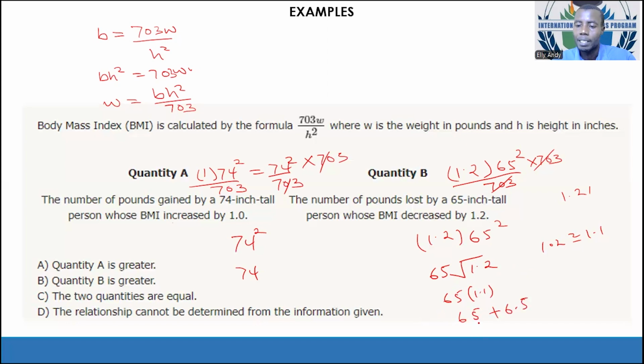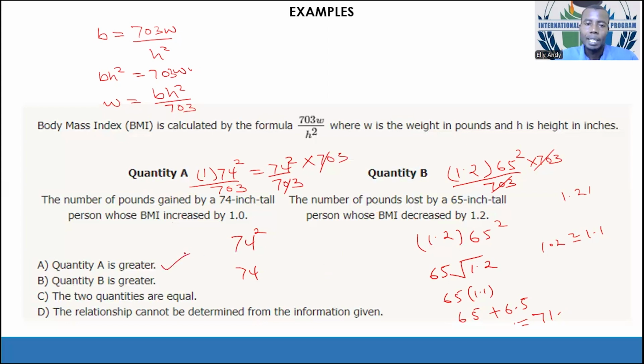If you add this, you don't even need to bother about the fraction. As you can see, you can add 65 plus 6. So quantity B will be 71 point something. So from there, you can see that quantity A is greater than quantity B. So this is our answer.